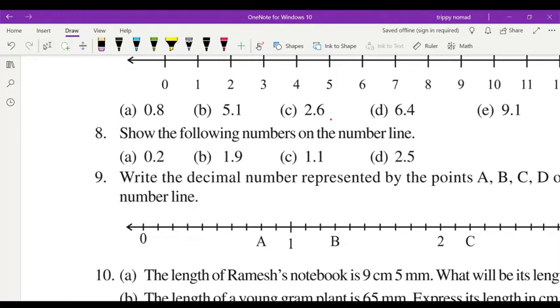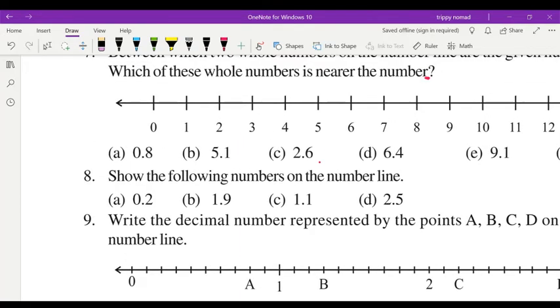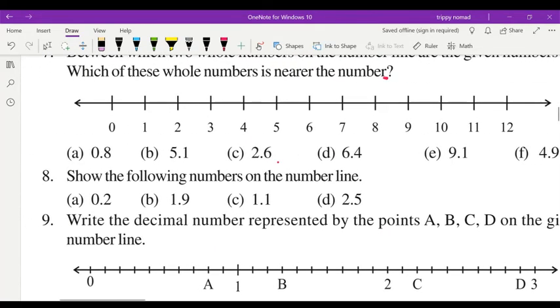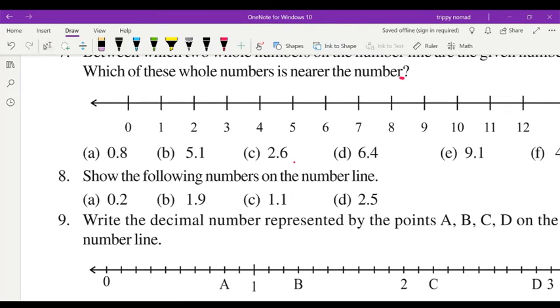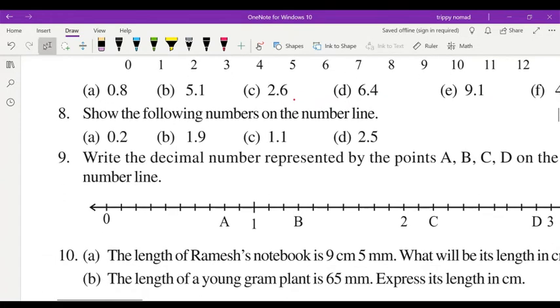Now question number 8. Show the following numbers on the number line, children. So 0.2, you will draw this type of number line, and 0.2 along with 1.9, 1.1, 2.5. That is very simple. With the help of a scale you can do it yourself, you know very well. Suppose 0.2, here I am just showing 1, 2, here you will show 0.2. 1.9 will become here. So you will do it yourself in your notebook.